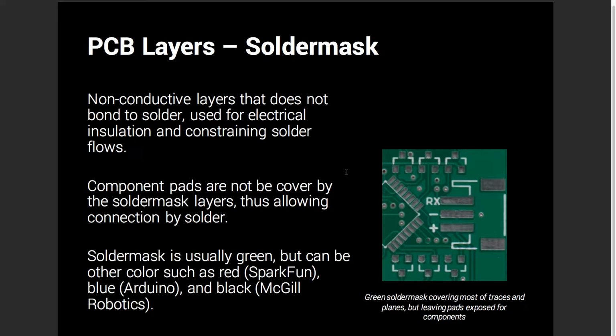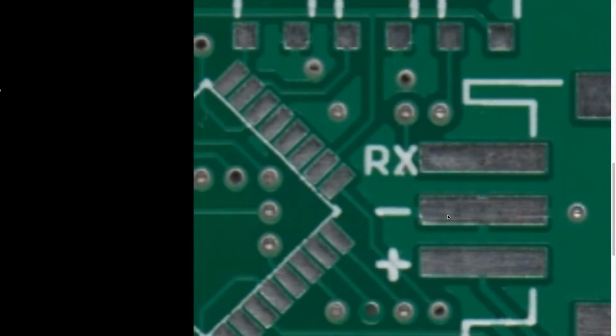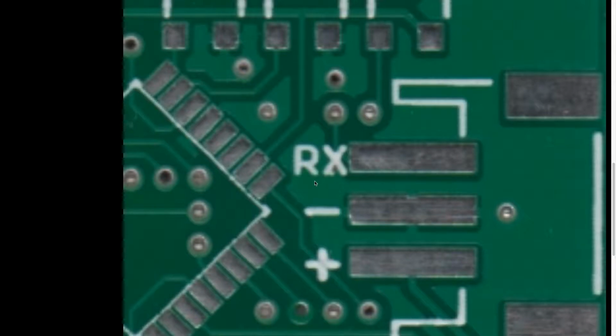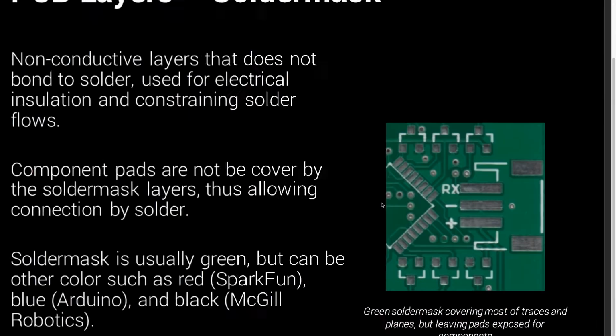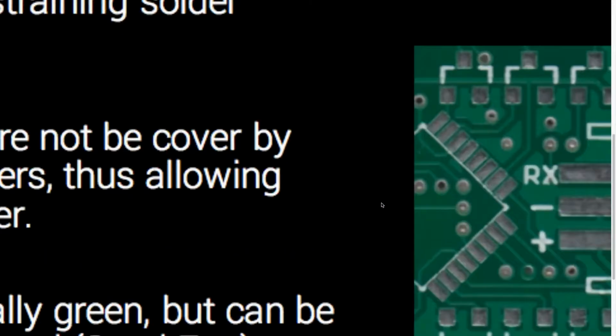And solder mask is a non-conductive layer that does not bond to solder, so you use it to electrically insulate and constrain solder flow. You can see here that the dark green part is the mask, and the exposed parts are not solder masked, so you can solder the component to them.